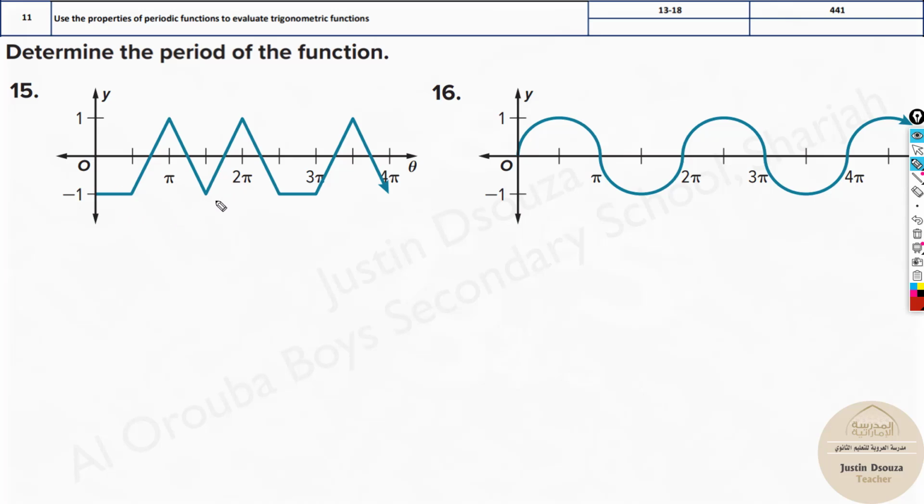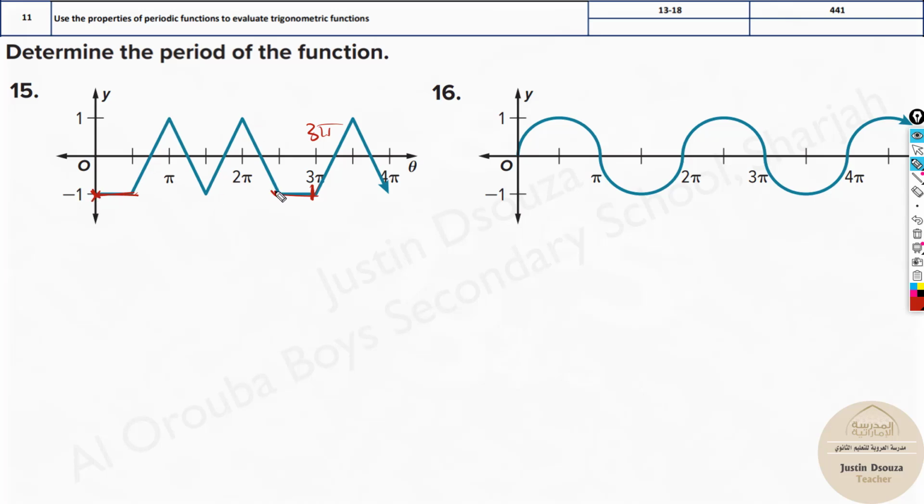It's similar, but there's a line here and there's a line. So what would you do? Sometimes students might get confused. They might say, okay, here it's unique, now it's repeating. Is it 3 pi? No, if you say it's 3 pi, it's wrong. The period should start from 0.